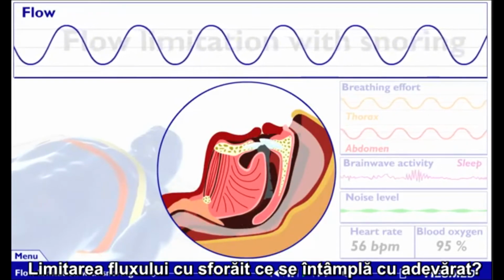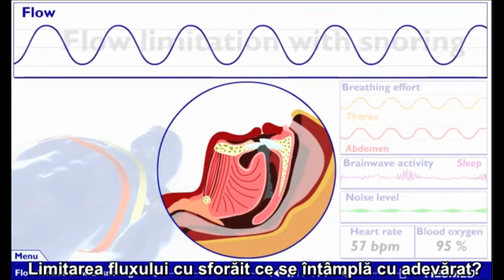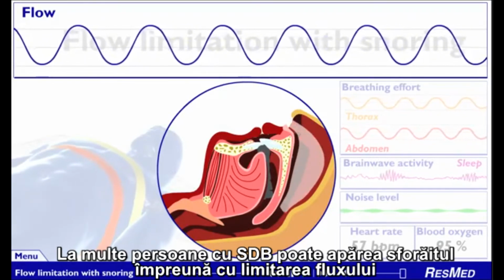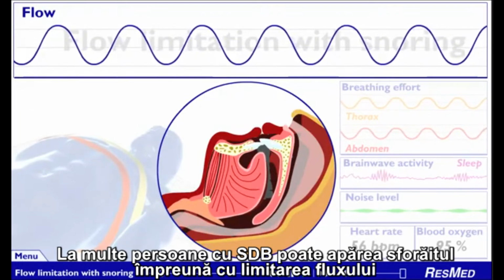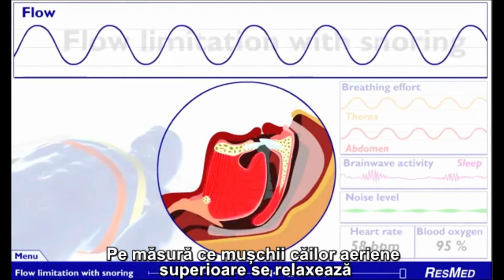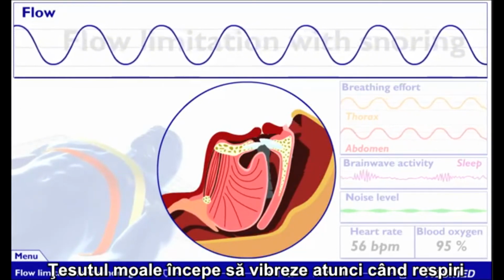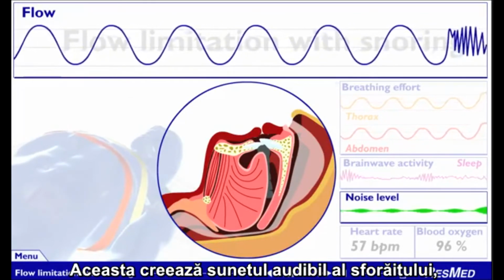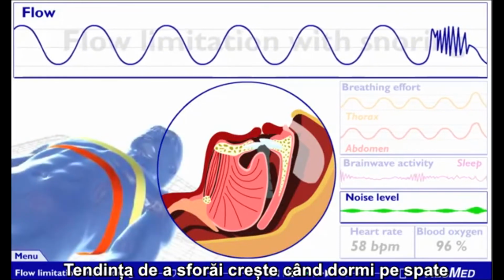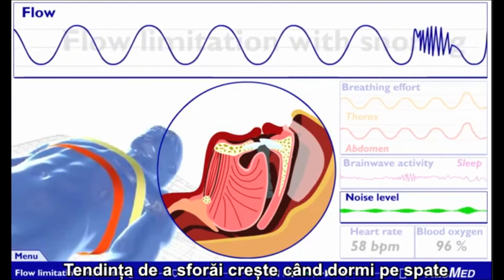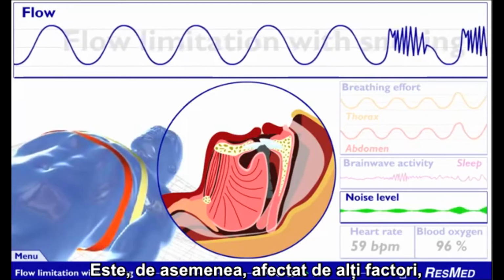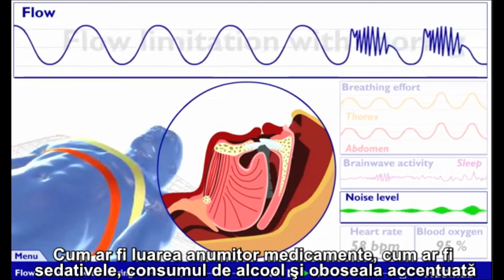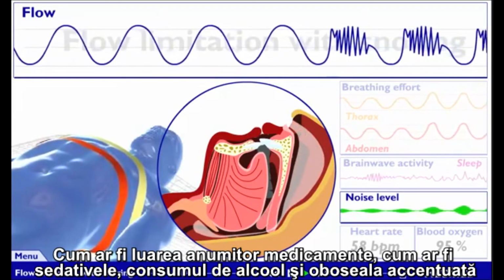Flow limitation with snoring. What is really happening? In many people with SDB, snoring may occur along with flow limitation. As the muscles in the upper airway relax, the soft tissue begins to vibrate when you breathe. This creates the audible sound of snoring. The tendency to snore increases when you sleep on your back. It is also affected by other factors, such as taking certain medication like sedatives, consuming alcohol, or general tiredness.